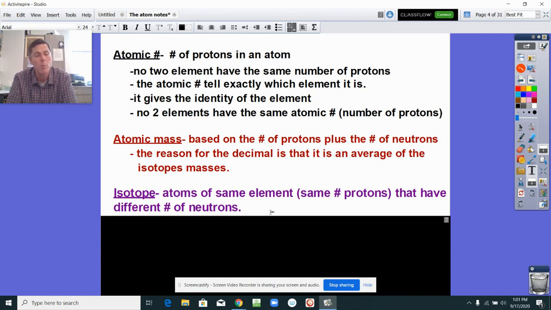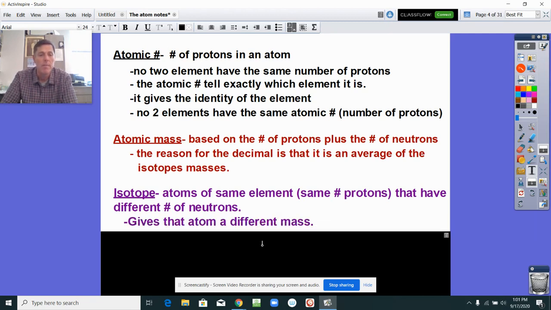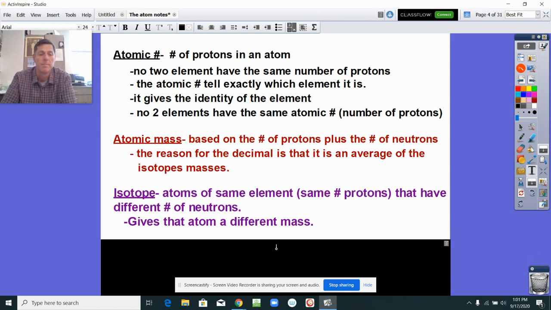Well, why is that important? Why do we care about that? Well, if you have different numbers of neutrons, that's going to give you a different mass. And when we talk about the masses of atoms, we're actually talking about an average. It's an average of a whole bunch of atoms. We're talking billions and billions of atoms to give us that mass.